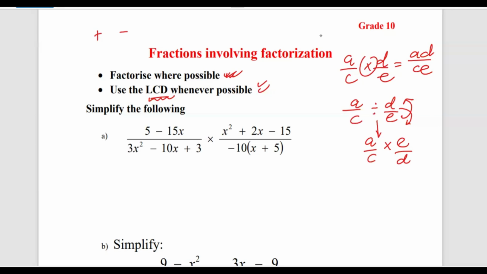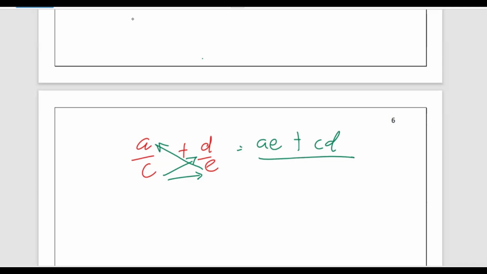Now, if it is addition and subtraction, find the LCD. What I usually tell my students is this. If you have A over C plus D over E, just apply the crisscross very fast. You will not waste time. Some people struggle to get the LCDs and LCM. Those are things of grade 7s and 8s, but still, we can apply them here. Just use the crisscross. That's going to be A times E, which is AE, plus C times D, which is CD, over C times E, which is CE. So we're going to use this for our fractions that have the plus signs.